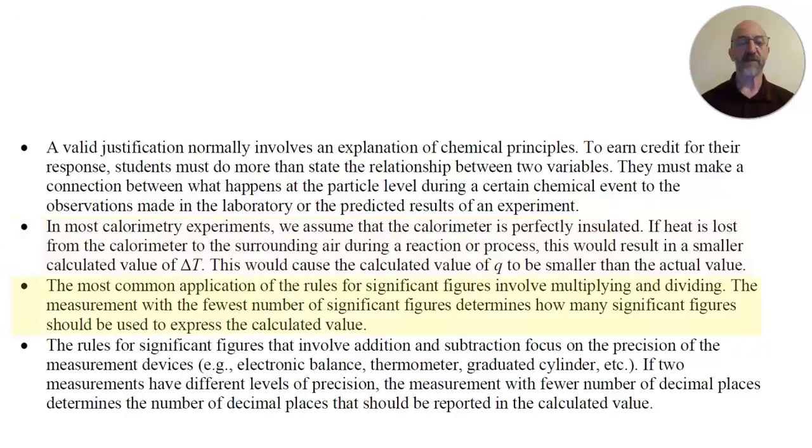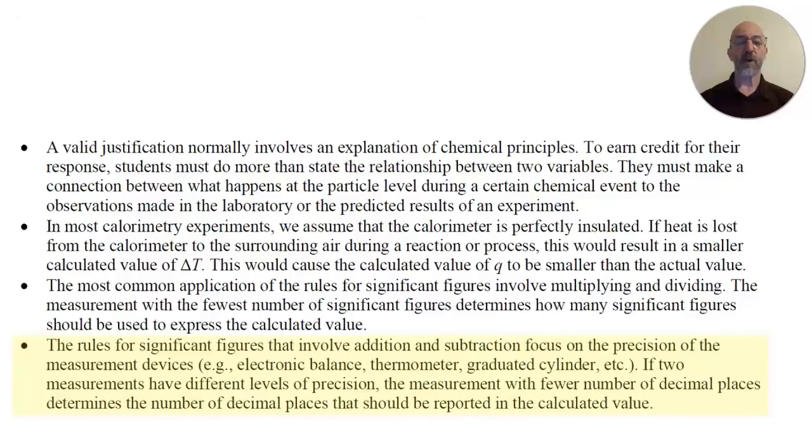Now, with respect to significant figures, the most common application of the rules for significant figures involve multiplying and dividing. The measurement with the fewest number of significant figures determines how many significant figures should be used to express the calculated value. And the rules for significant figures that involve addition and subtraction focus on the precision of the measurement devices, for example, electronic balance, thermometer, graduated cylinder, etc. If two measurements have different levels of precision, then the measurement with the fewer number of decimal places determines the number of decimal places that should be reported in the calculated value.